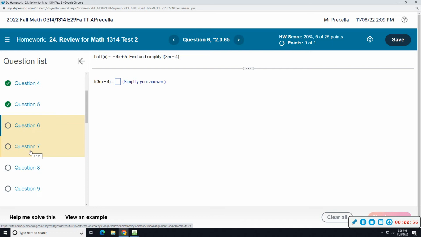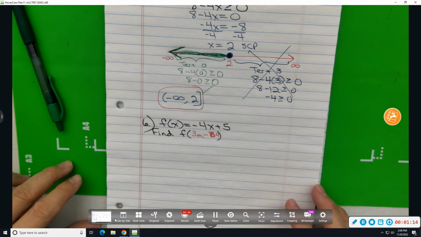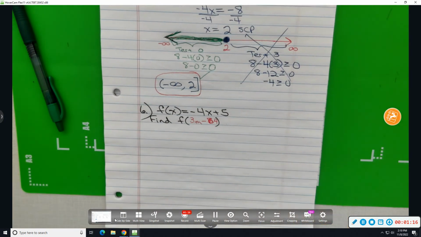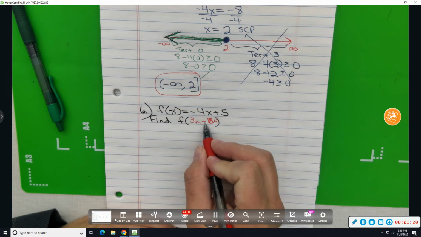And they want us to find f of 3m, m like money, minus 4. Let me switch over now. That's f of 3m minus 4.